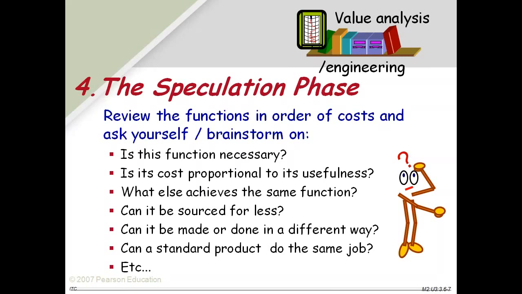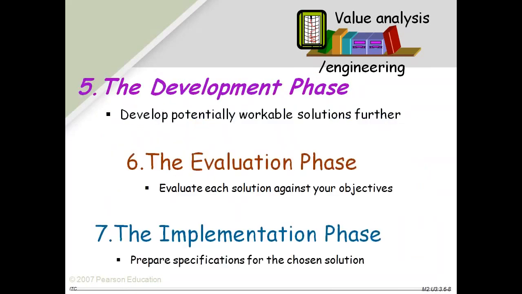So can it be sourced on less? Can I cut it from less? Can it be made or done in a different way? So a very basic fundamental question, that's a speculation. Then you try to develop different solutions and evaluate them. And then after evaluating the different solutions, you say choice 1, choice 2, choice 3. If I do it this way, this is the way to go. And the last is the implementation phase.